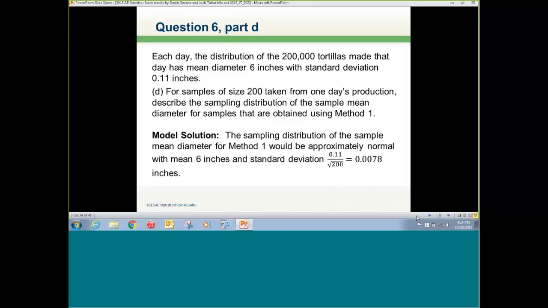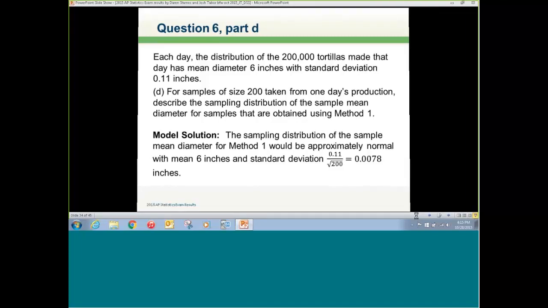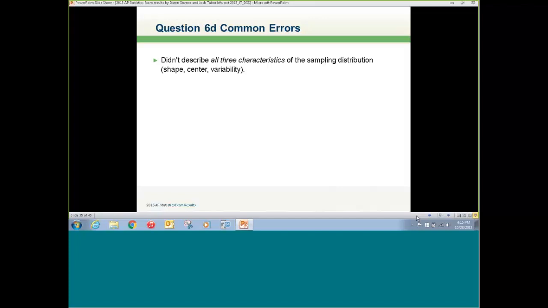The sampling distribution of the sample mean diameter for method 1 would be approximately normal. That's true because of the central limit theorem. We have a very large sample of size 200, with a mean of 6 inches and a standard deviation of 0.11 divided by the square root of 200, or 0.0078 inches. So, common errors. Many students did not describe all three characteristics of the sampling distribution. Some only described the shape, some only described the center, and there weren't really any kids that only described variability, but there were plenty of kids who left one or two of those characteristics out of their answer.